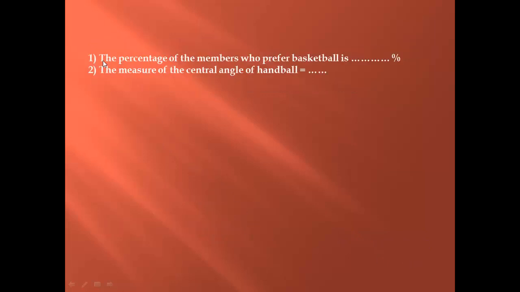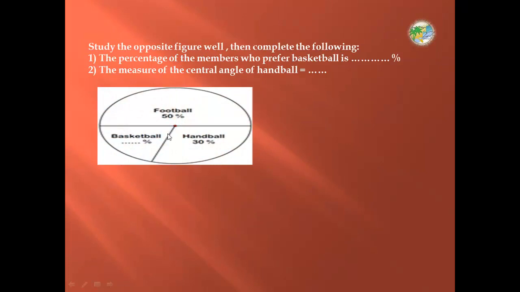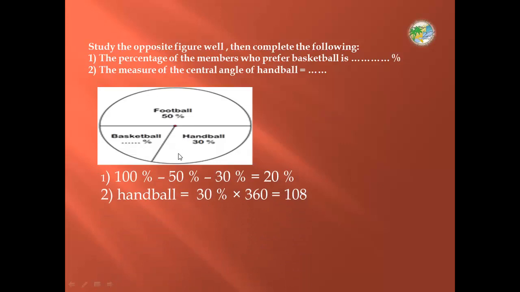Fine. What percent of members prefer basketball? And the measure of the central angle of handball. Study the opposite figure and complete. We only want basketball. I said before that if we have percents, the total equals 100. Then 50 plus 30 equals 80. The remainder, basketball, will be 100 minus 80 equals 20, so 20%.